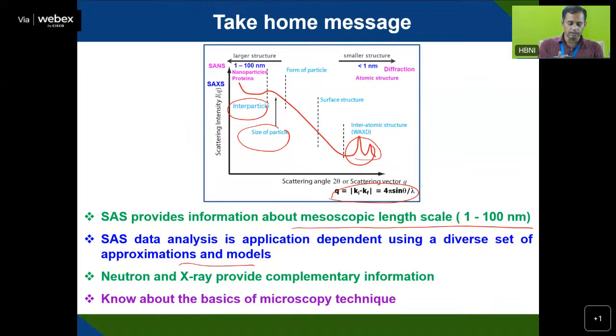As I told, neutrons mainly interact with the nucleus, and X-rays interact with the electron. Because of this, you will get complementary information between X-rays and neutrons.